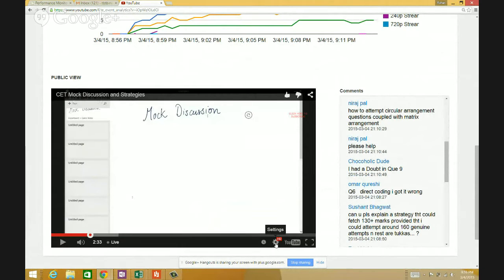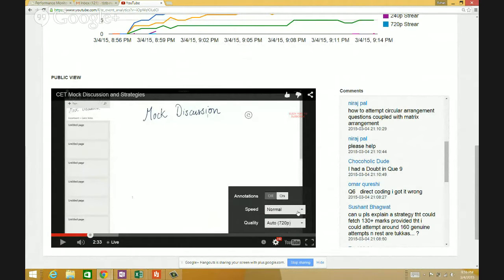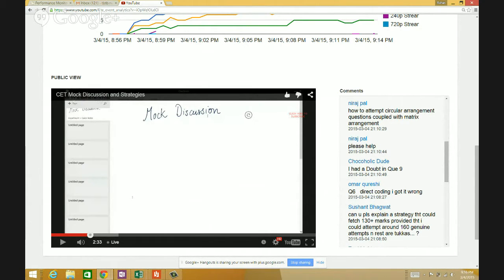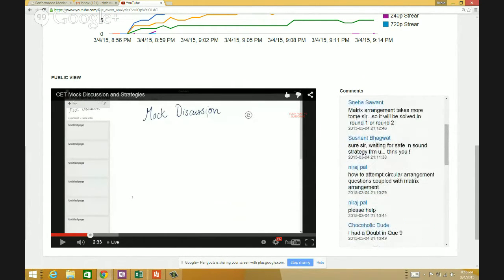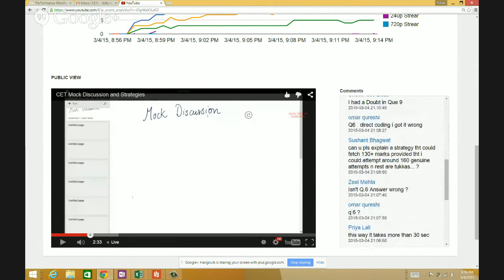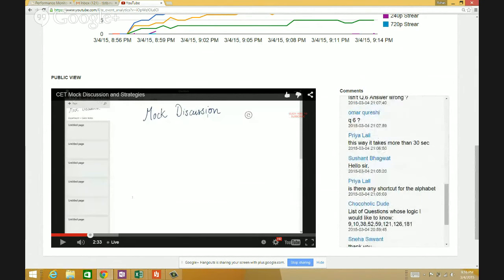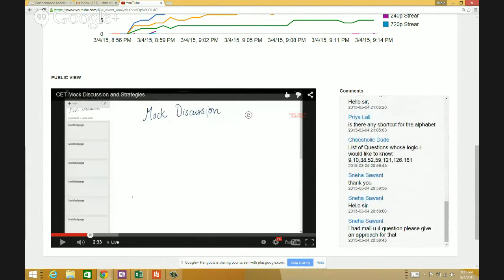Okay, change the quality to... there are a lot of options. I think 480 should be perfectly fine, or 360 should be okay. Otherwise you must be watching on auto or 144. That's why you're getting issues with the view of it. Okay, so yeah, I'm solving your queries. I'm just going through one mock, so let me finish that first for a while, and then I'll go to your query.